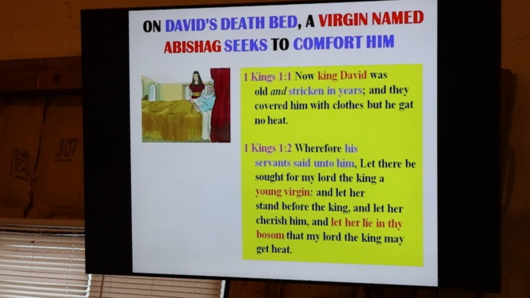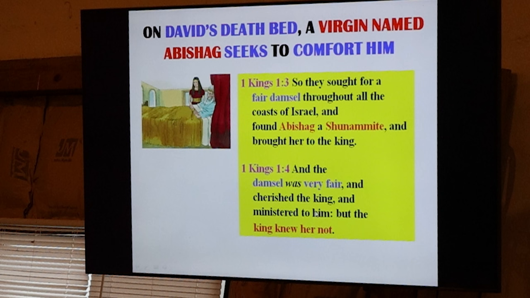When King David is on his deathbed, they say, what could we do to make you feel better? How about if we fetch a beautiful young girl and let her lie next to him? Maybe that'll revitalize him a little bit. It says he didn't sleep with her. So they go get Abishag the Shunammite, and she lays behind him, but the king knew her not.